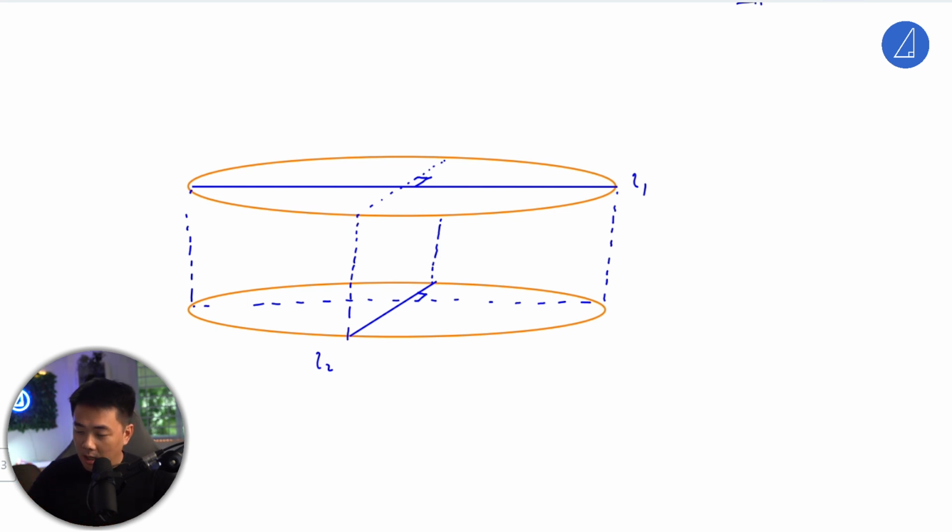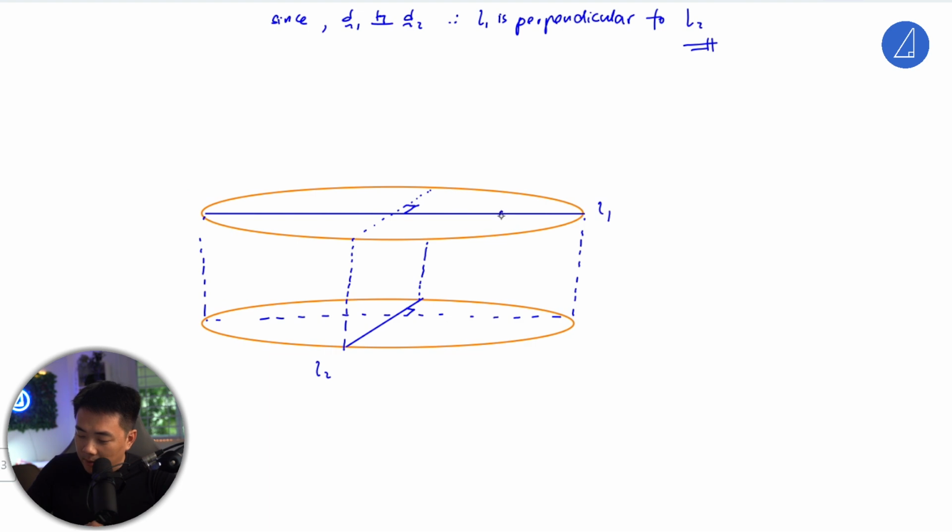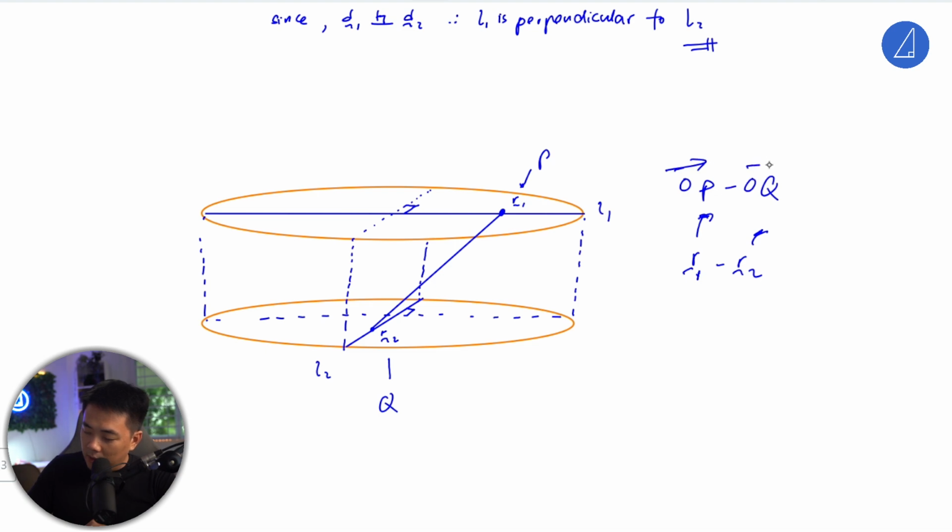Now R1 is a point on L1 and R2 is a point on L2. So what we are saying with R1 minus R2 is that, let's say this is point P and this is Q. What we are actually saying is OP minus OQ, which is actually just Q to P.